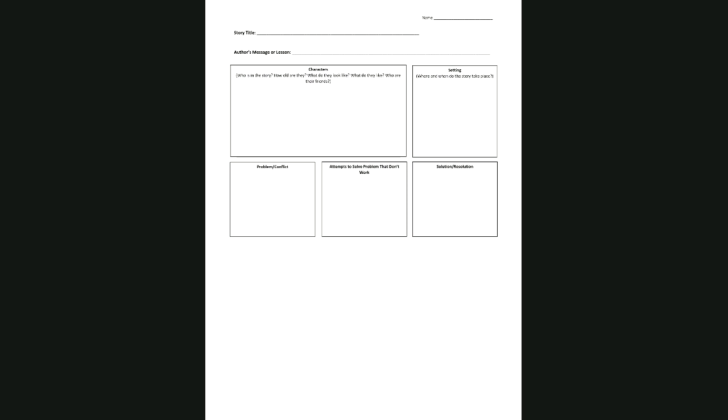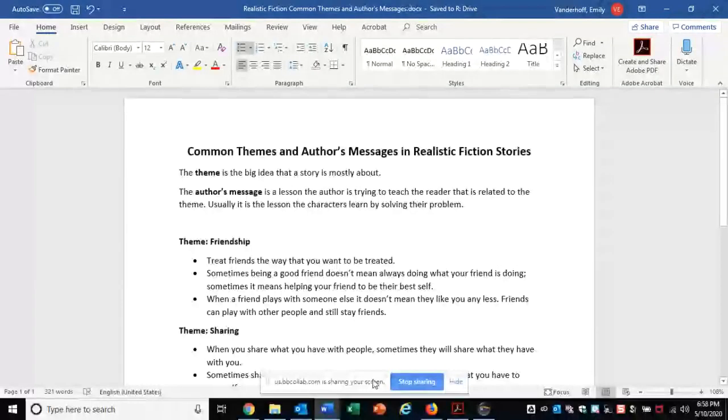And so when we're talking about author's message, I'll share with you a couple examples of what author's messages might look like. So I'm going to show my screen. Hold on a second. Okay. So there's two words we're going to talk about. One of them is the theme. The theme is like the big idea that a story is mostly about.